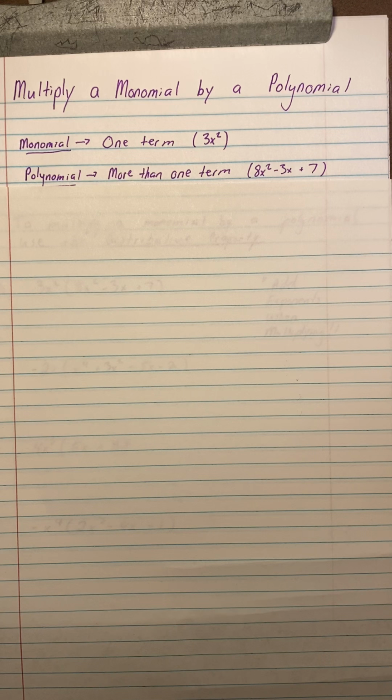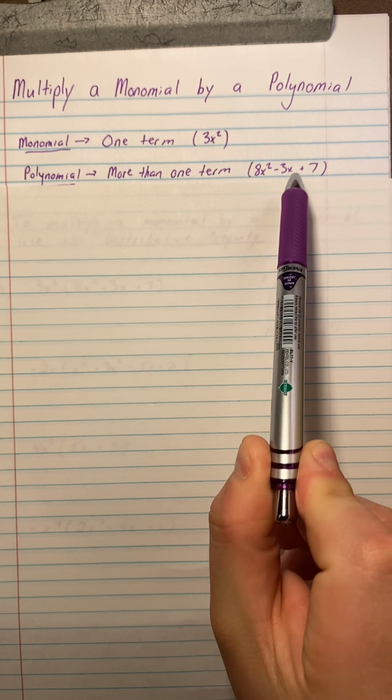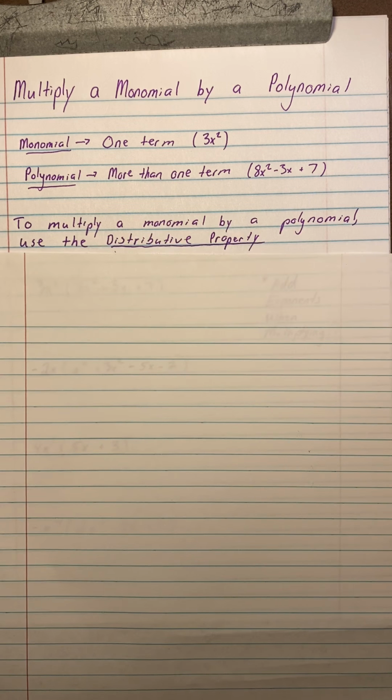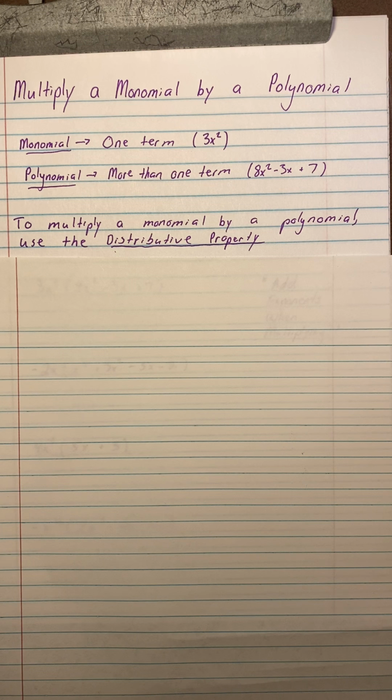So what we're going to be doing today is multiplying a monomial times a polynomial. And in order to do that, we are going to use the distributive property. So take a minute, pause the video, go ahead and write down in your notes what I have written down here. So pause the video, take these notes, and then we're just going to go through a couple example problems.